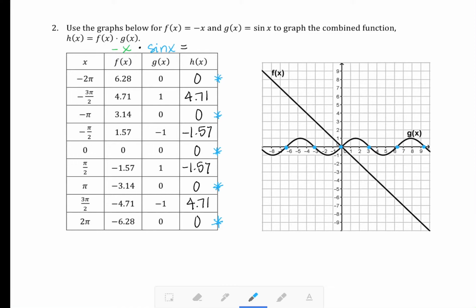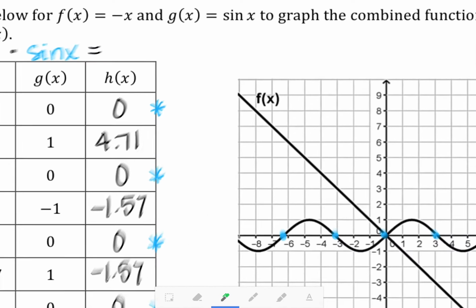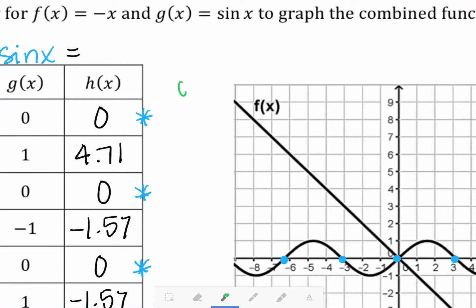Cool. Here's also what I notice. Everything else just follows the line y equals negative x, but kind of in the way that it becomes our new amplitude. Our amplitude is no longer 1 or negative 1. It is the line y equals negative x. So we don't have a diagonal midline this time. We have a diagonal amplitude.